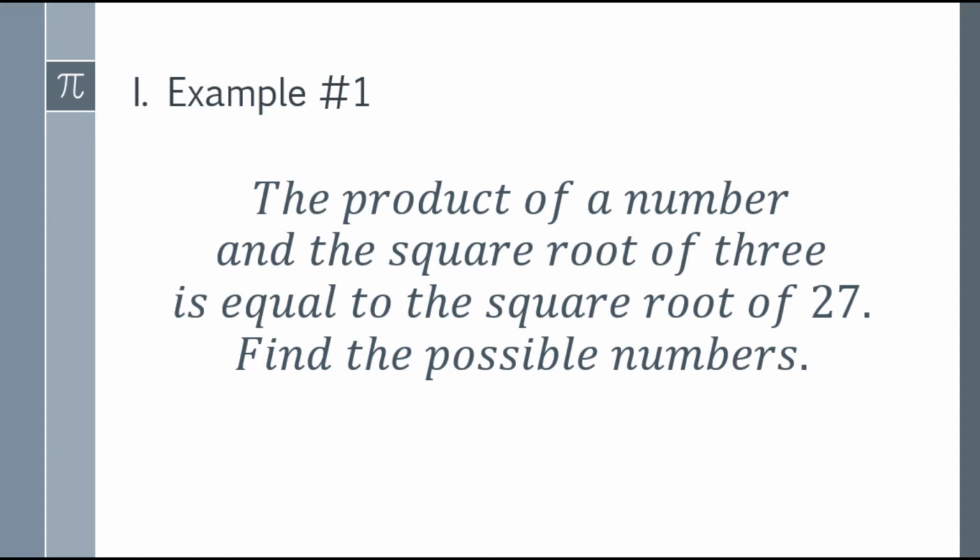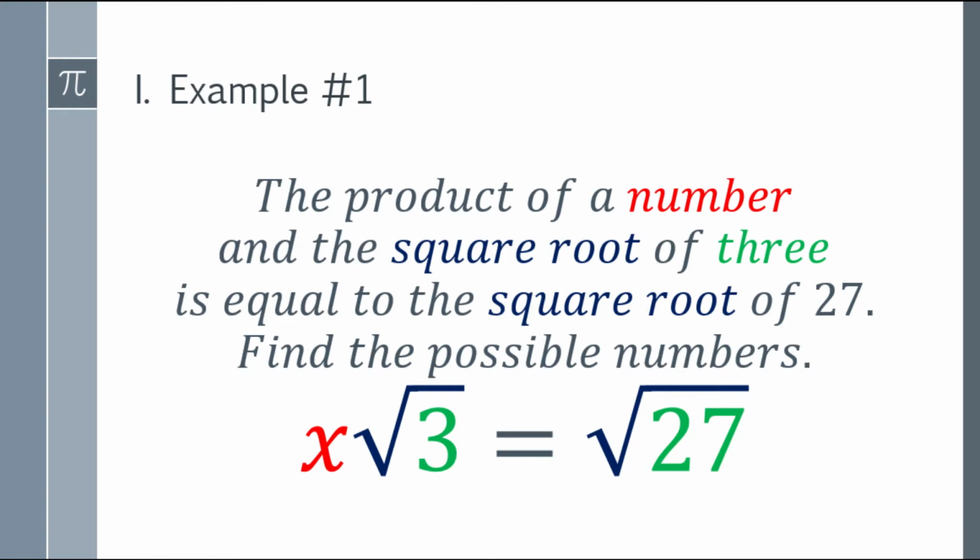So we have the product of a number and the square root of 3 is equal to the square root of 27. Find the possible numbers. So to represent the number, that will be x. Tapos, the square root of 3. So pag dinikit lang natin sila, that will be x square root of 3, kasi product. At equal daw siya sa square root of 27.